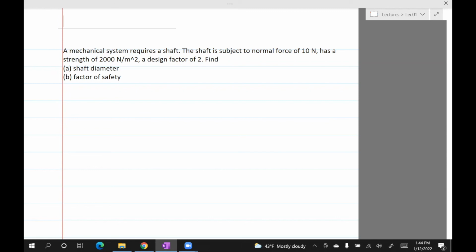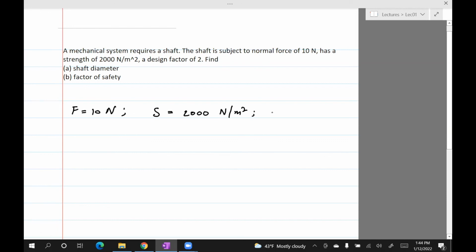Find the shaft diameter and factor of safety. So the first thing to note here is that, let me just write this thing down. We're given that the force is 10 newtons. The strength, which we'll denote by S, is 2000 newton per meter squared.